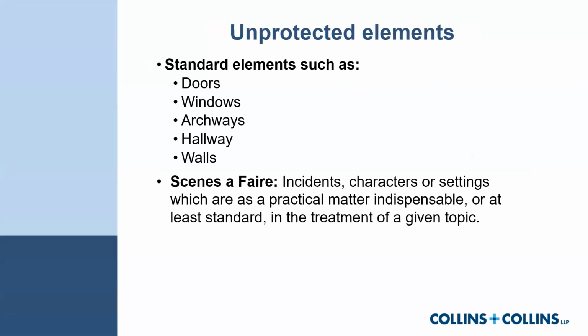So what are going to be some of the unprotected elements? There are going to be standard elements: doors, windows, archways, hallways, walls. Those aren't unique elements or concepts, really. Then there are aspects of the design that are indispensable. So, for instance, you're not going to be copyrighting a roof as a concept on a house. It's an essential aspect of the design.